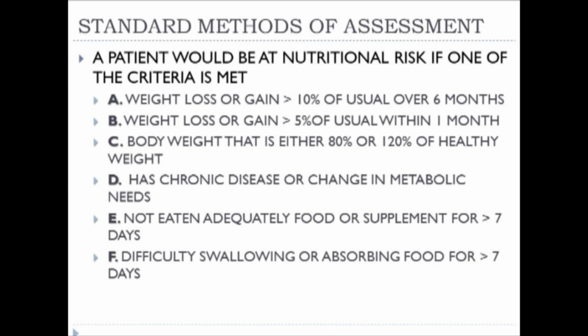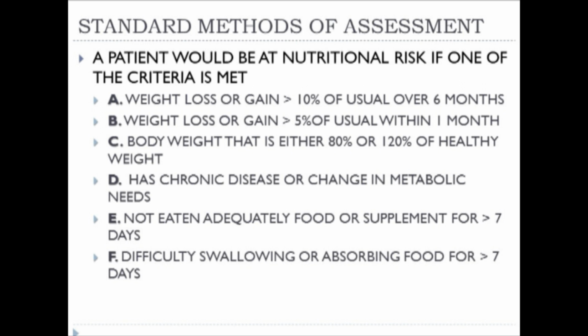So there's one particular standard assessment method in which among the A, B, C, D, E's, if at least one of these criteria is met, the patient would be at nutritional risk. Let's see. A: weight loss or weight gain greater than 10% of the usual over 6 months, or greater than 5% of the usual within 1 month, and this is of course involuntary weight gain or weight loss, and then body weight that is either 80% or 120% of the healthy weight is indicative of nutritional risk.